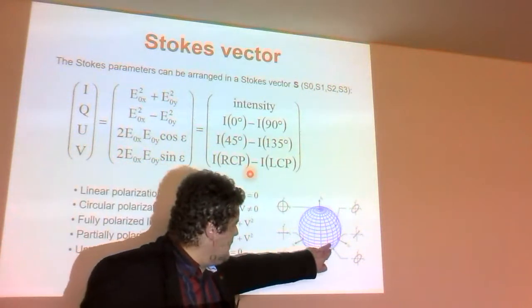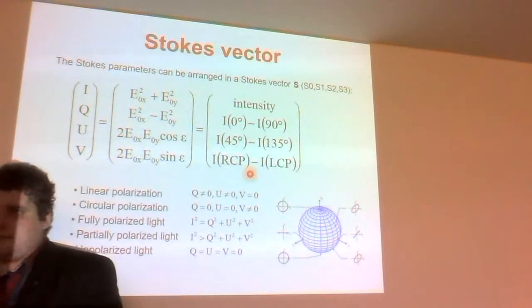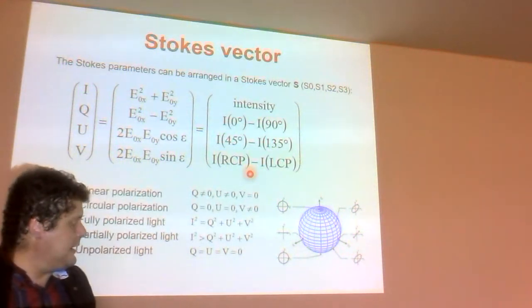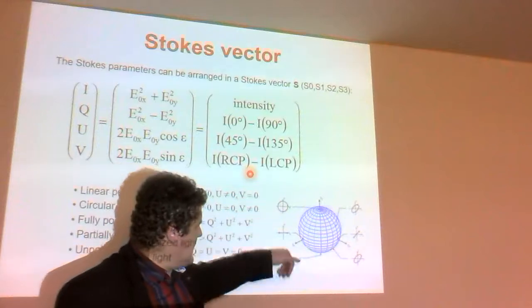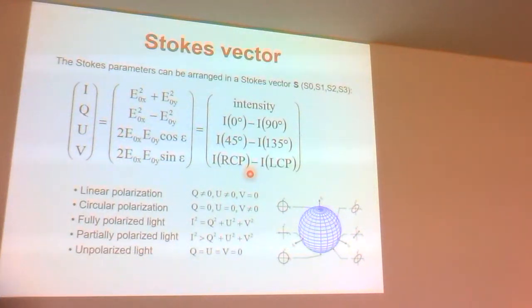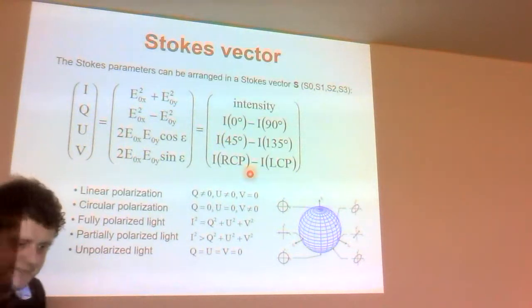If it's on the equator, it shows us linear polarization. If on the other pole, it's again, if here is the right circle, the left circle, and between these areas it will be elliptically polarized light.